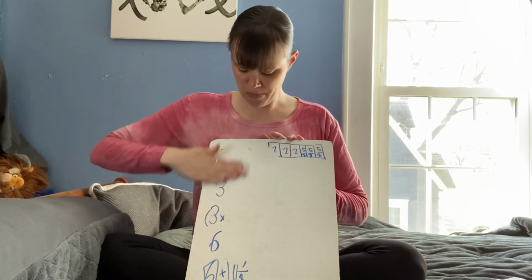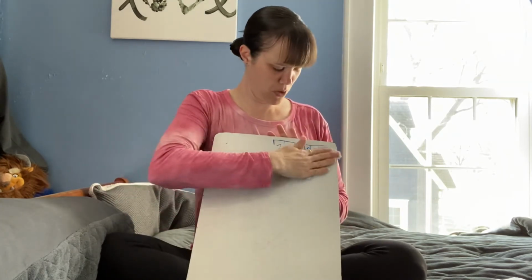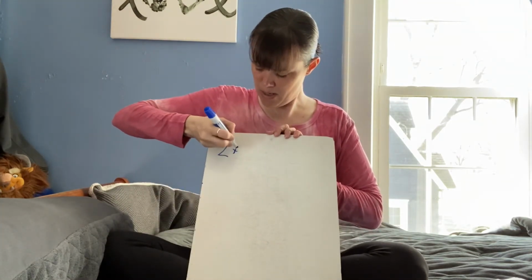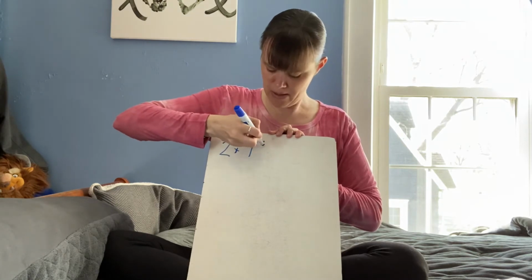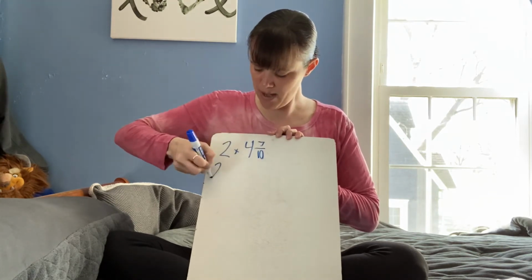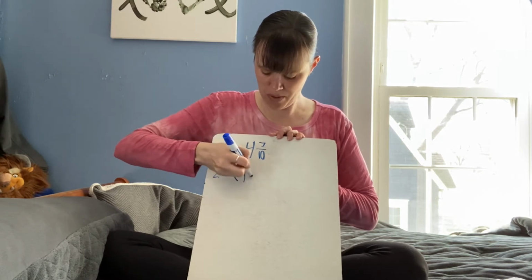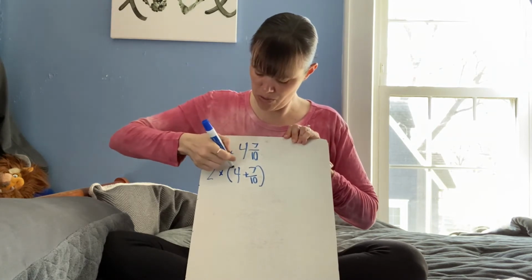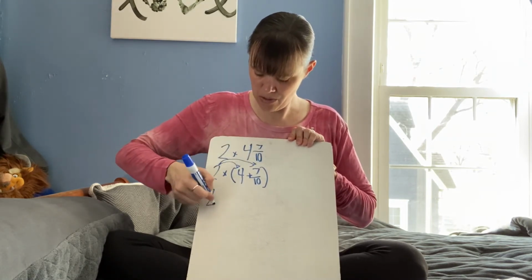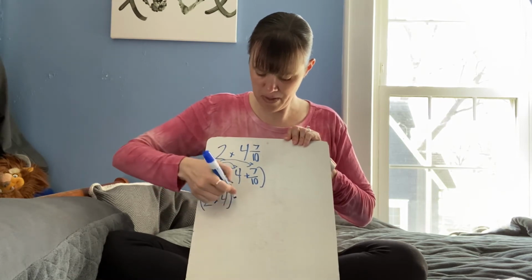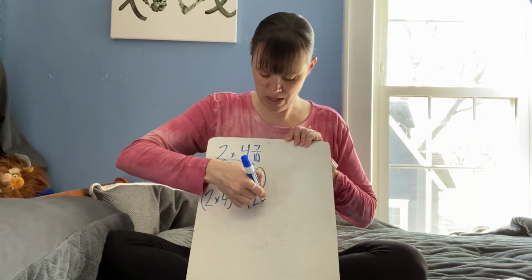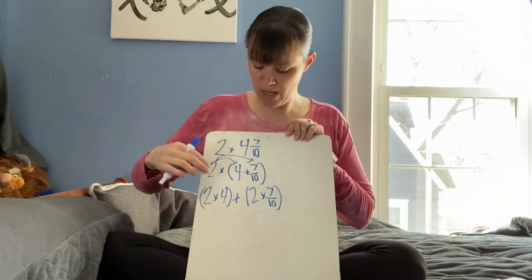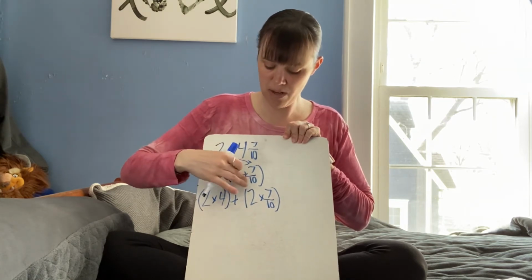Seems like a lot of work, but once you get going, it'll go by quickly too. All right, 2 times 4 and 7/10. First thing I want to do is separate that. So I have 2 times 4 plus 7/10. Okay, so distribute the 2 here and here. 2 times 4 plus 2 times 7/10. Okay, remember in our tape diagram, we'd have 2 of these and we'd have 2 of those.